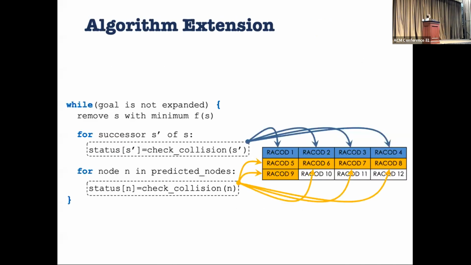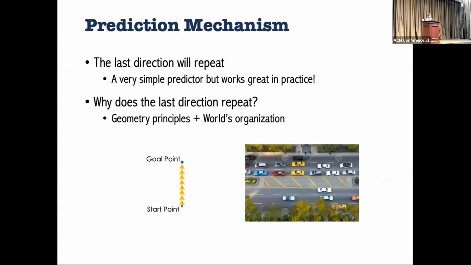So with this extension, concurrent with the baseline collision detection operations shown in blue, we can parallelize the predicted nodes' collision detection operations. This way, different collision detection operations are parallelized, further improving the performance. So the key here is the prediction mechanism. The prediction mechanism that we use is very simple.